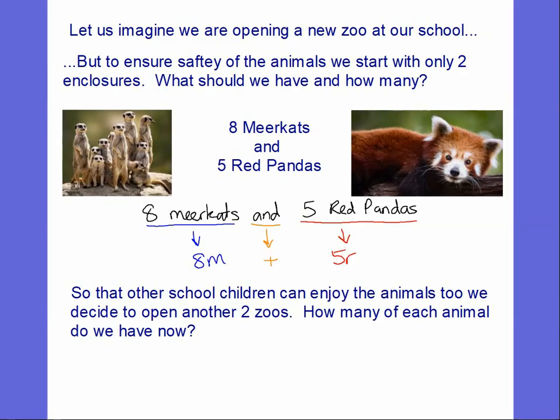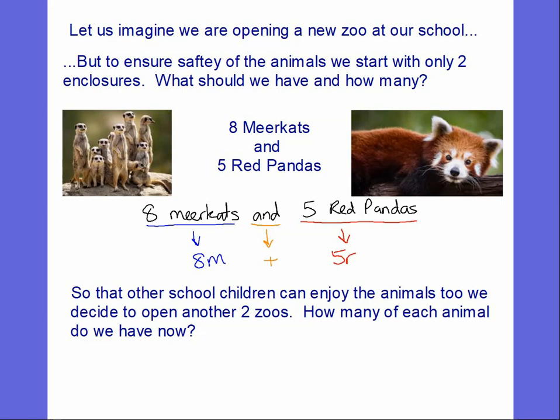Super. Right, so other school children from different schools don't want to just keep them for themselves. So we're going to say, right, let's make some other schools have zoos as well. And we're going to sponsor them. It's going to be amazing. So we decided to open 2 other zoos at 2 other schools. Okay, so how many of each animal would we have now? So there'd be 3 zoos in total.